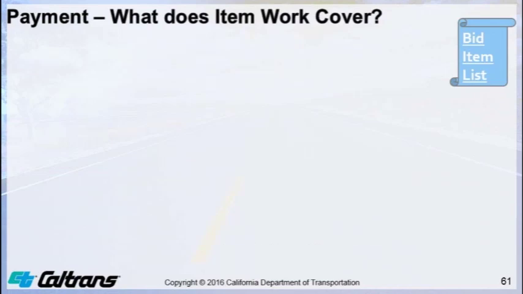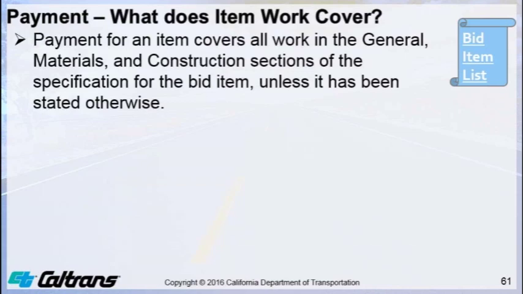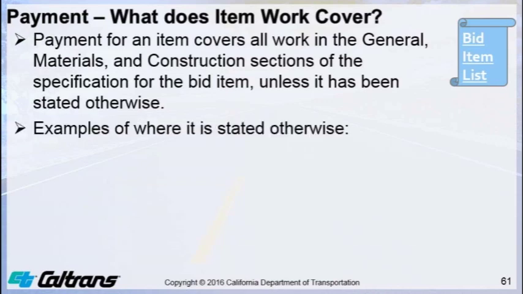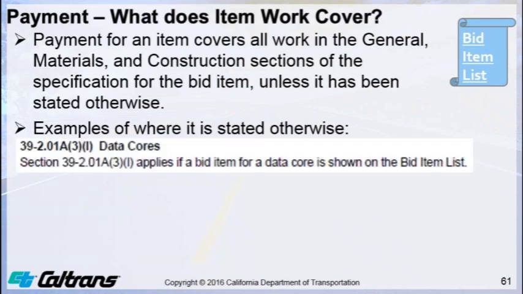What does the work cover? Okay, so payment for an item covers all the work in the general materials and construction sections of the specifications for the bid item, unless it has been stated otherwise. I'm going to now give you some examples of some specific specification sections where we do state that it is paid otherwise.